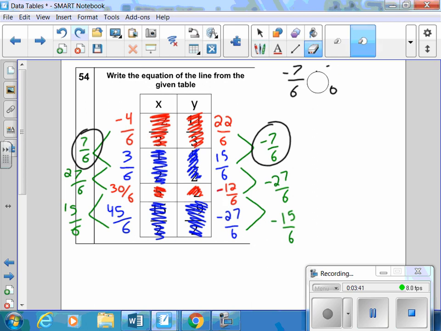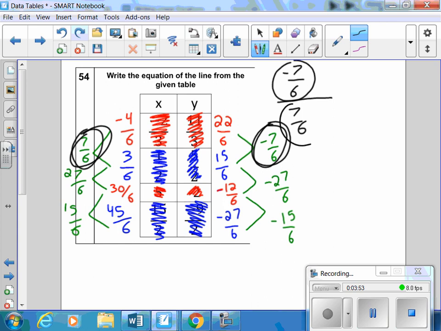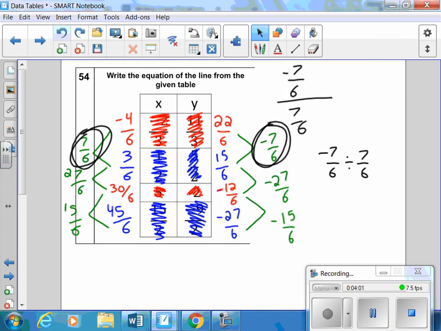Okay, and you might write it like this, negative 7 over 6 over positive 7 over 6. Again, this divided by this. But I'm going to rewrite it, because if we're taking the top and dividing by the bottom, then I can just rewrite it as negative 7 over 6 divided by positive 7 over 6. And then from there, I can take the second fraction that I'm dividing by, and instead of dividing, multiply by the reciprocal.